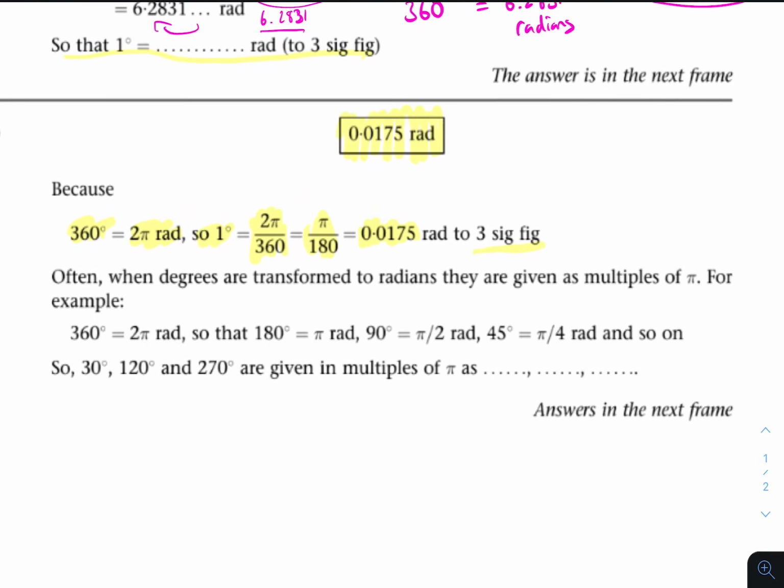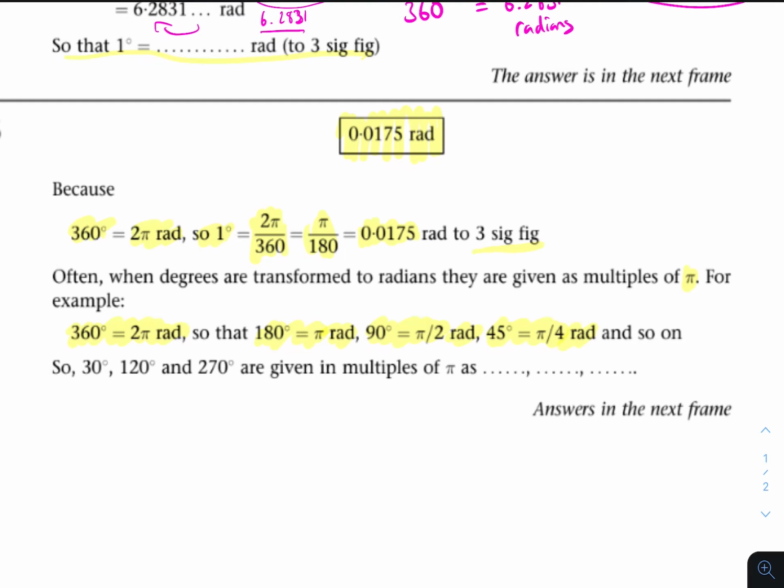Often when degrees are transformed to radians, they are given as multiples of pi. For example, 360 degrees is equal to 2 pi radians. 180 degrees is equal to pi radians, obviously. So 90 degrees, being half of 180, is equal to pi divided by 2 radians. And then obviously 45 degrees, which is again half of 90 degrees, is equal to pi divided by 4 radians, and so on and so forth.